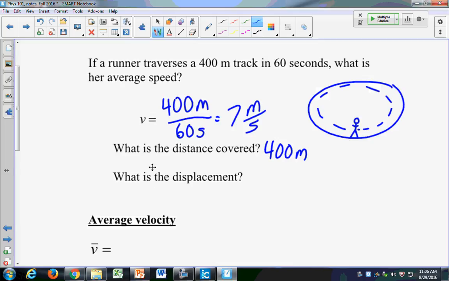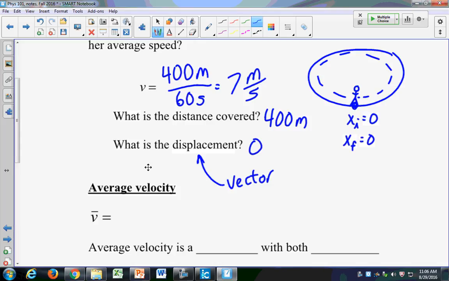And then what is the displacement for this lady? 0, right? Because you begin, x initial is 0 and x final is 0. So the displacement, which is a vector, is going to be 0. Okay?